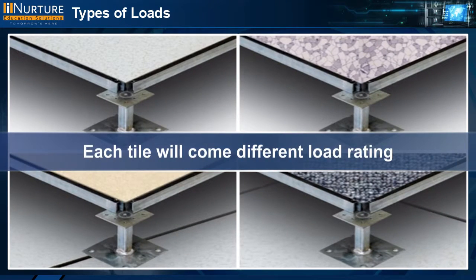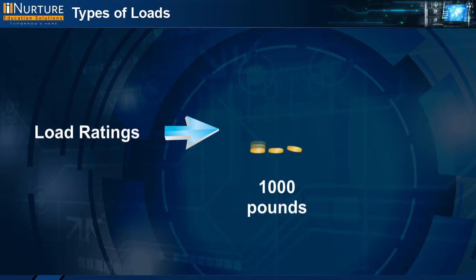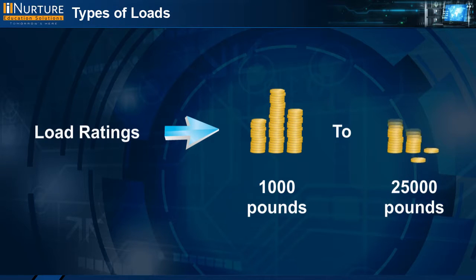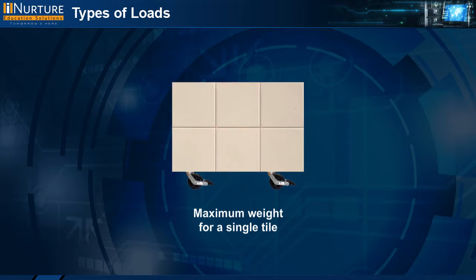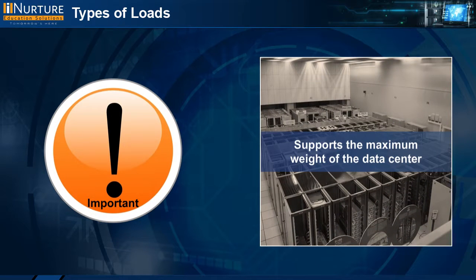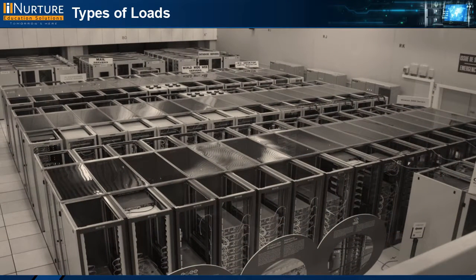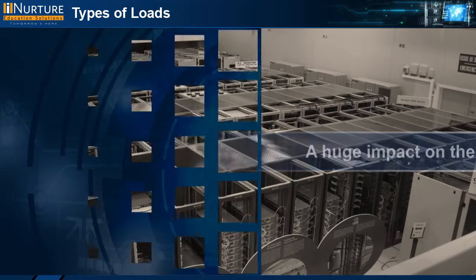Each type of tile comes with a load rating. The load ratings can range from 1,000 pounds to 25,000 pounds. Knowing the maximum point load of a single tile is very important for determining the maximum weight that the data center floor would support. Further, the load type would also make a huge impact on the tile selected for the floor.